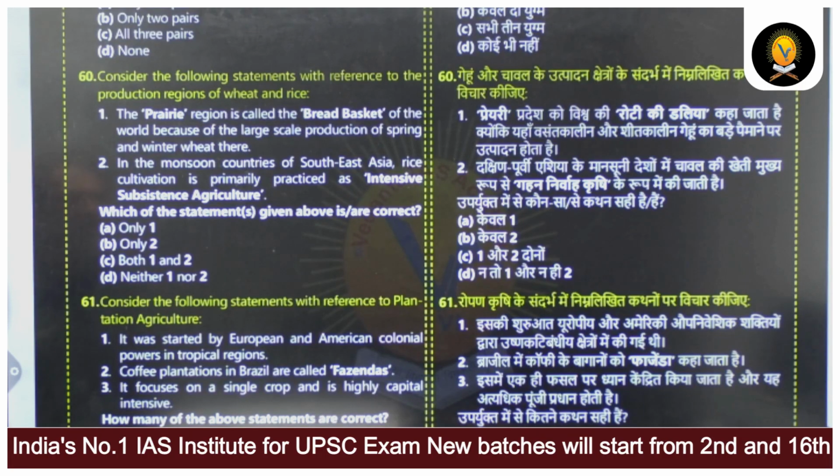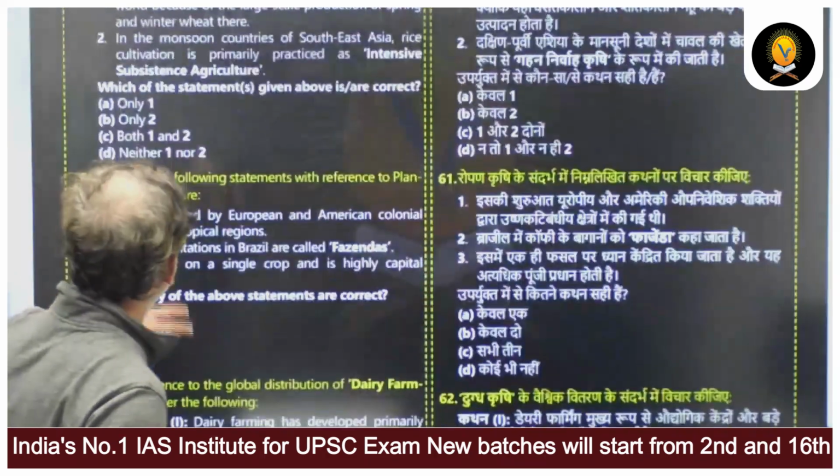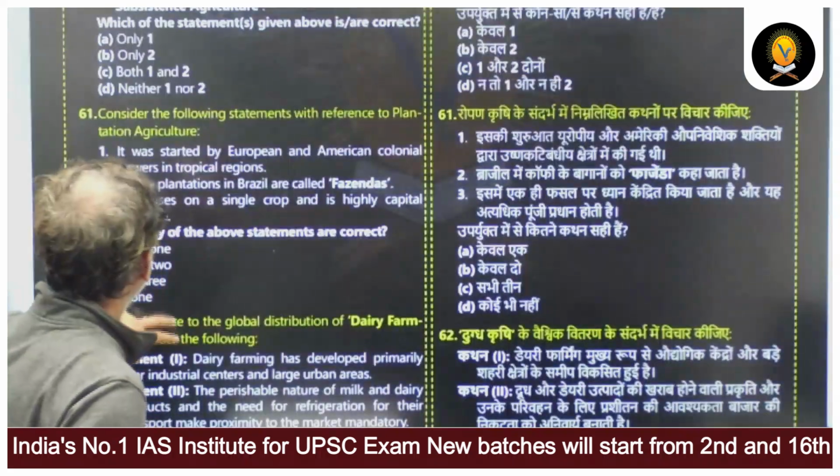Now, consider the following statement with reference to the production region of wheat and rice. The prairie region is called the breadbasket of the world because of the large scale production of spring and winter wheat, correct. In the monsoon countries of South Asia, rice cultivation is primarily practiced as intensive subsistence agriculture, correct. So, both 1 and 2 are correct.